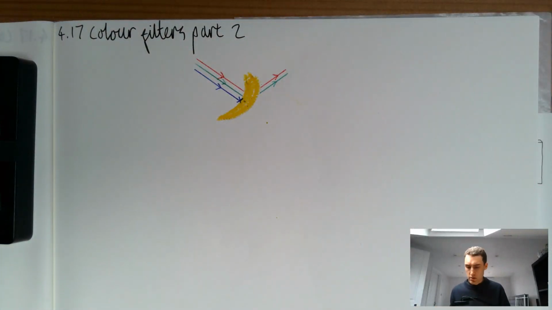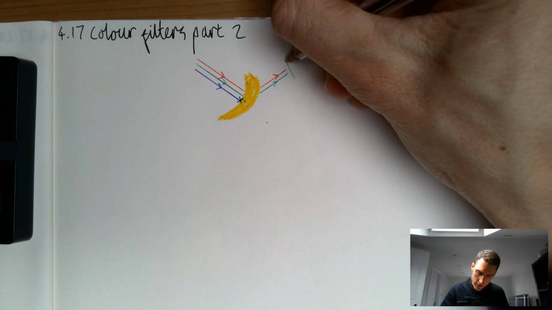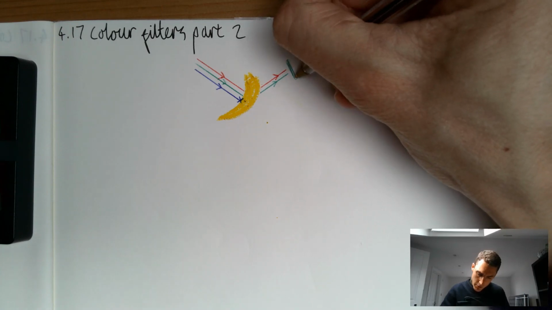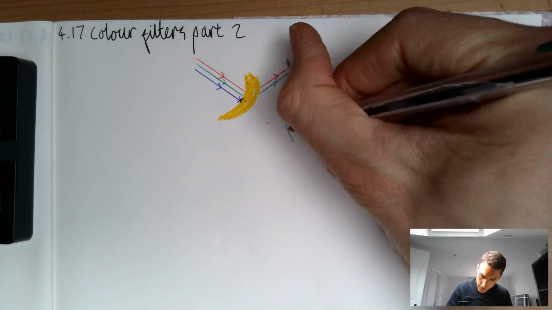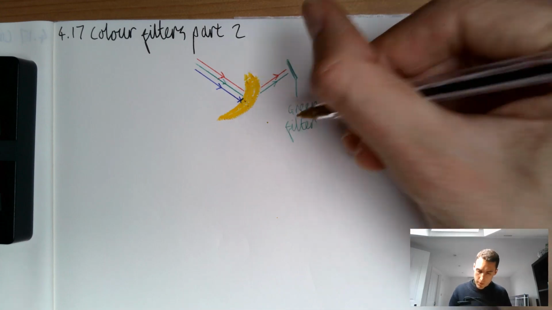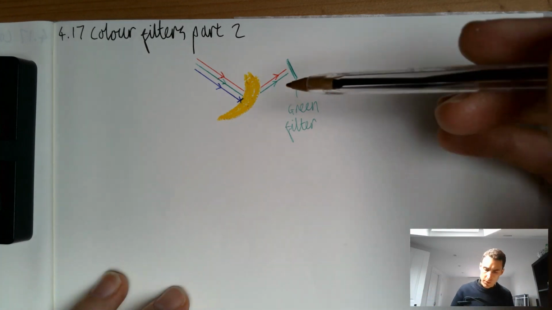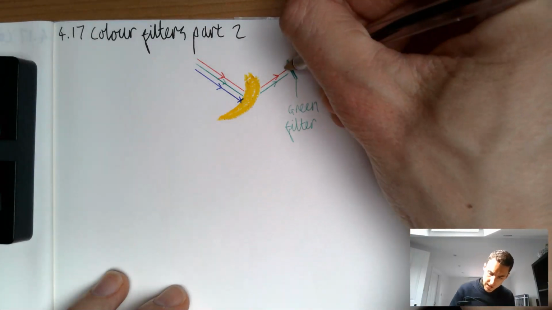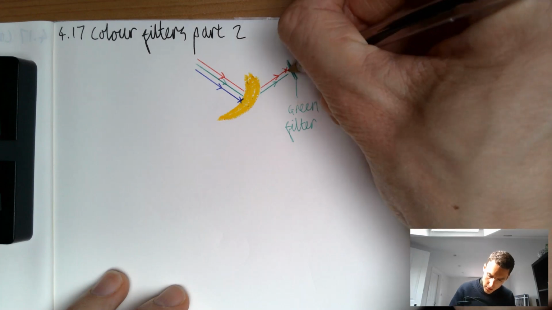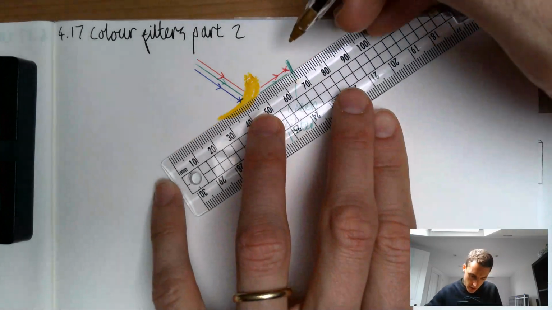Now the first thing I could do is imagine, okay, let's imagine I'm going to view this banana through a green filter. I'll add a label here, green filter. What colour is it going to appear? And again, you can just build on what you were doing with the simpler examples and say, well, I know what a green filter does. It absorbs all the red and it transmits all of the green. So in this case, this green is going to be transmitted.